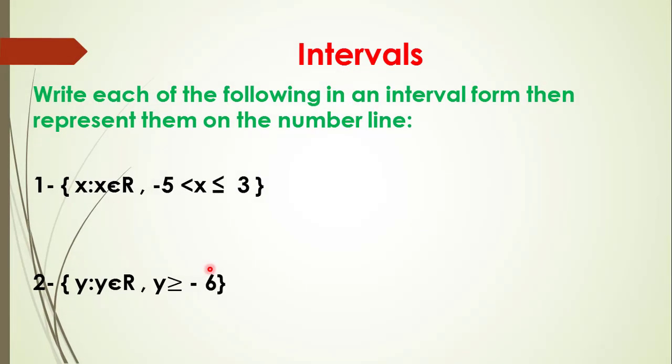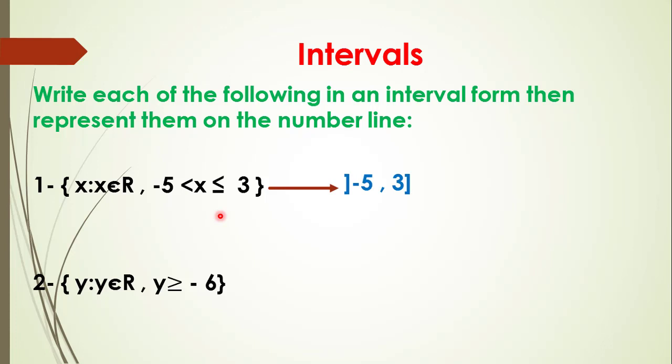Let's take a small example here. Write each of the following in interval form, then represent them on the number line. The first one, x is greater than or equal to negative 5 and less than or equal to 3. It means, what is the smallest number? Negative 5. The greatest? 3. So I write negative 5, comma 3, opened at negative 5 because we don't have "or equal", closed at 3, like here.